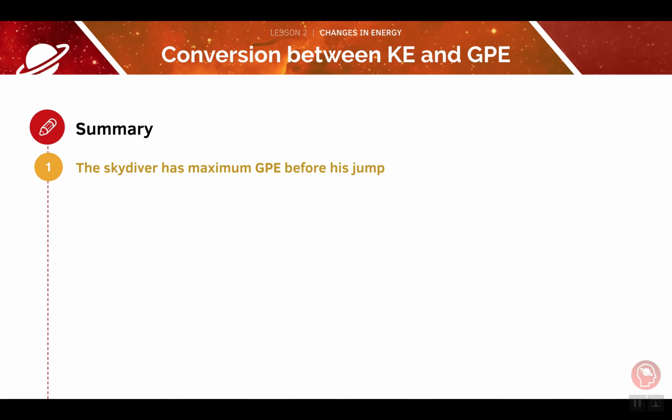Here's a quick 5-step summary of what we've just covered. First, the skydiver has maximum GPE before his jump.